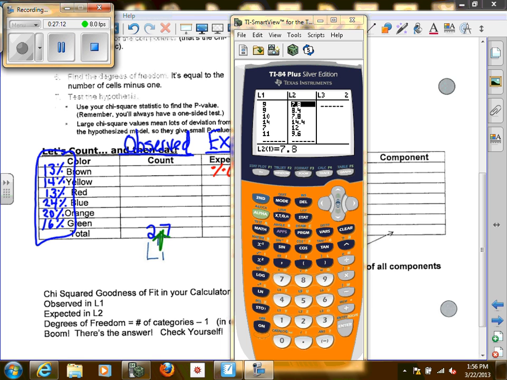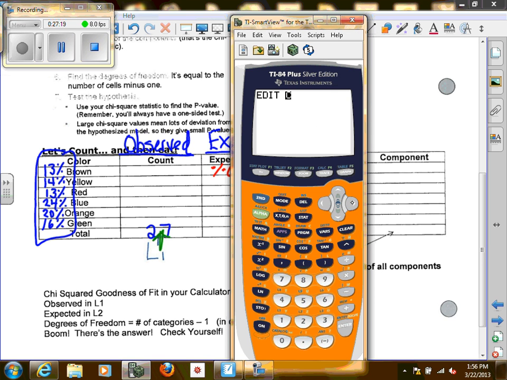Alright, so let's actually do the computing. You have your lists in. You do not have to put the components in, so watch this. Stat, over to tests. It's easier to go up to the bottom of the list. By the way, look at that ANOVA. ANOVA is the one we won't get to. That's the bunch of means. That would be the next thing that would happen. Right here, chi-squared goodness of fit. And if you have a TI-83, that's the second command that you don't have on your calculator that everybody else does.